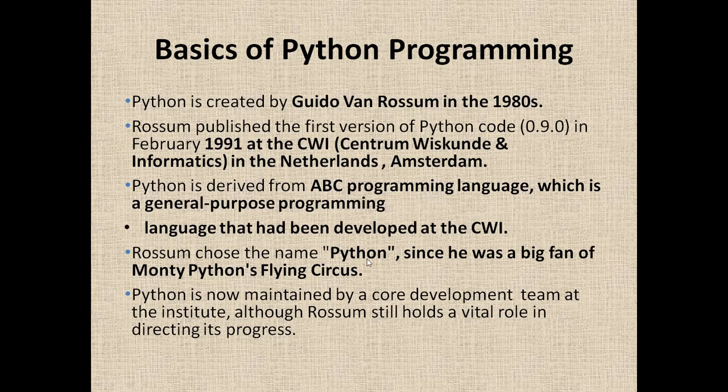Rossum gave the name Python to his programming language because he was a big fan of Monty Python's Flying Circus. So all of these are related to the history of Python programming.